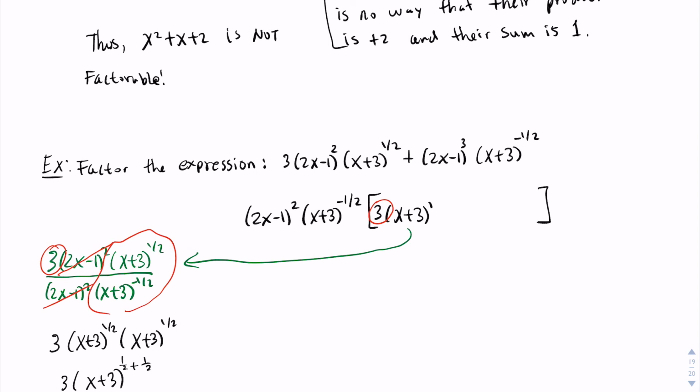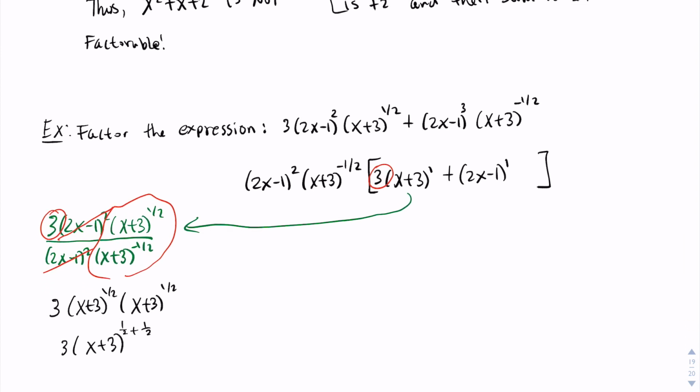So what about the rest over here? It will be plus 2x minus 1. Yeah, so 2x minus 1 to the power of 1, right? Because we factored 2 of them out. You don't have to write the 1, but I do it for emphasis. And then the x plus 3 to the power of negative 1/2. Nothing, because you already factored the entire thing out.